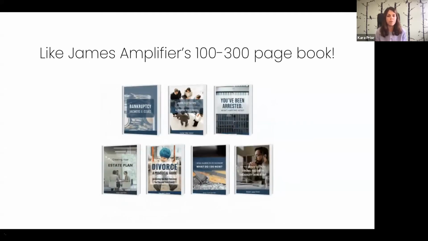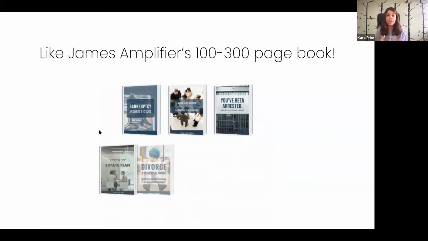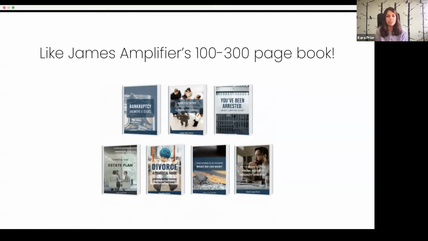And I want to mention too, for many of our Marketing Amplifier attorney subscribers who we add a lead magnet to their site, if they have even decent website traffic, our lead magnet can boost conversion rate 20 to 30%. And that's pretty significant.